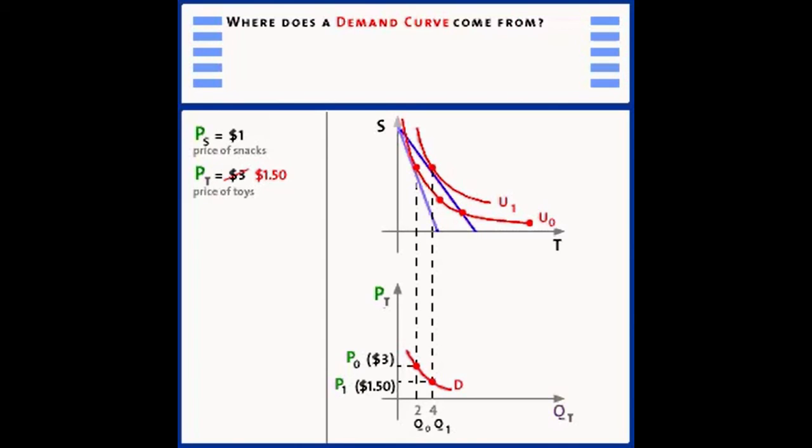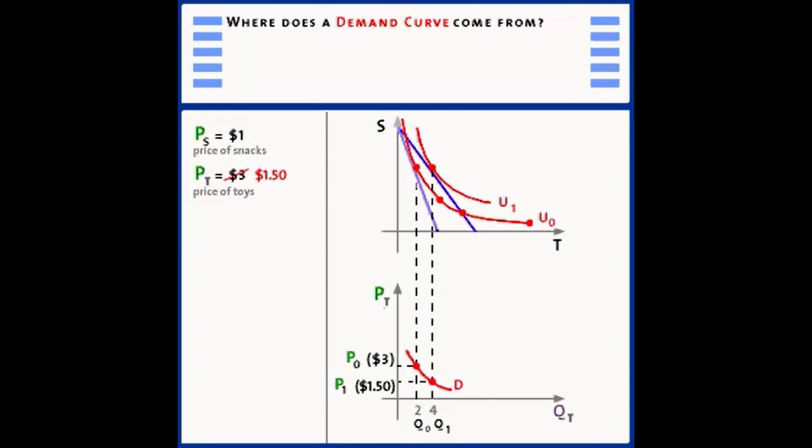What's the purpose of this lesson? The purpose is to show you where a demand curve comes from. And where does it come from? It comes from consumers who have preferences and who have constraints imposed by prices and income, doing the best they can with what they've got. As their circumstances change, that is, as prices change, the optimal choice will change. And the demand curve is a record of those optimal choices.